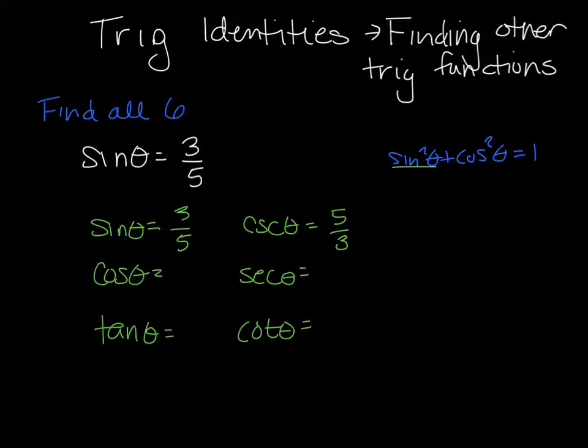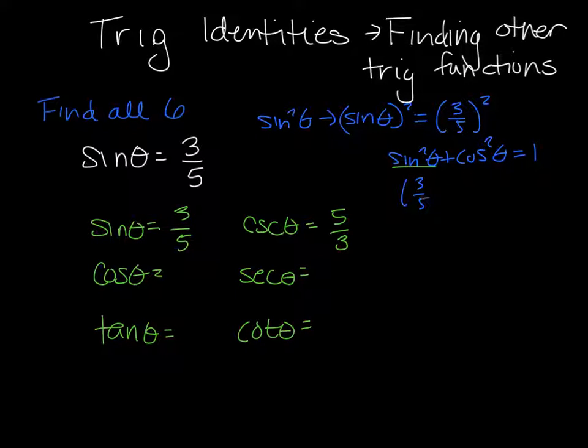Now let's make sure we understand what sine squared means. When I have sine squared like this, it's actually supposed to be written sine of theta all being squared. So I'm going to replace the sine with what it's worth, and then that is being squared. Okay? So I have 3/5 squared plus cosine squared equals 1. And so now I can solve for cosine squared. So first off, I square that. I get 9 over 25 plus cosine squared equals 1.